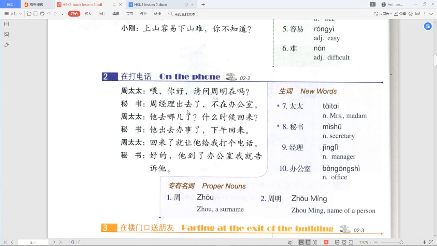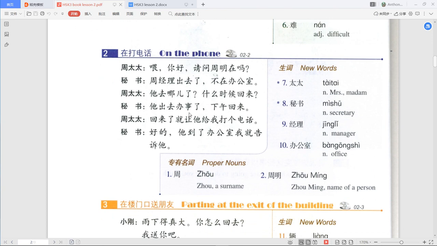办事, 他出去办事了. Ban means deal with, shi means things or business, so deal with some business. 办事 sounds very general. If somebody says 我出去办事, I go out to deal with something, it doesn't give you any information at all. It's not very clear.